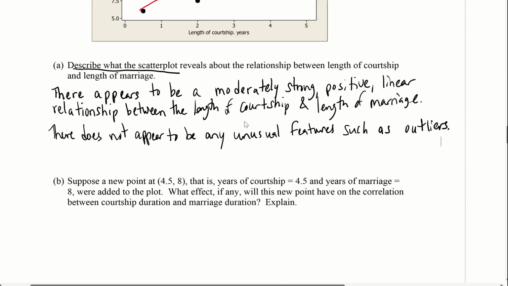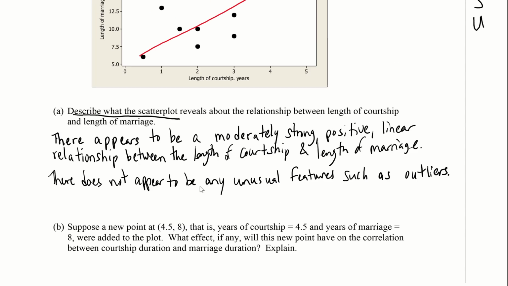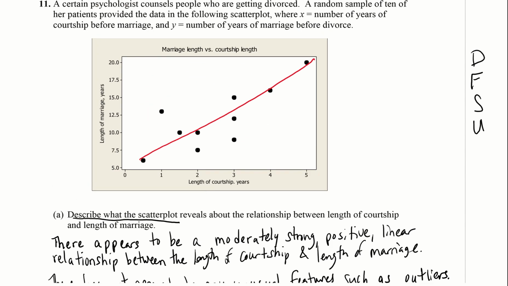Part B: suppose a new point at (4.5, 8), that is, years of courtship is 4.5 and years of marriage is 8, were added to the plot. What effect, if any, will this new point have on the correlation between courtship duration and marriage duration? So let's include that, 4.5 and 8. This is 4.5, and 8 would be down here, so it would be a point like that. If I did add that, what's that going to do?